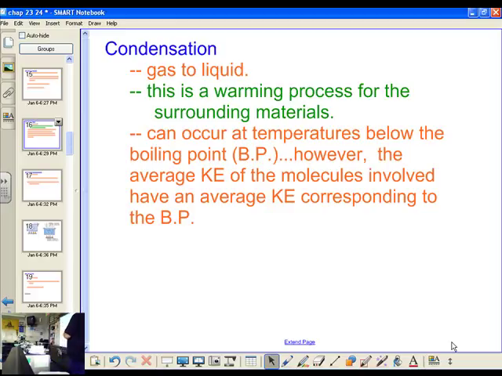Condensation. This is gas to liquid. This is a warming process for the surrounding materials. In other words, when the gas condenses, the energy is going into the environment. When it goes from a gas to a liquid, all that energy is going out into its environment, going around. Now, this can occur at temperatures below the boiling point.